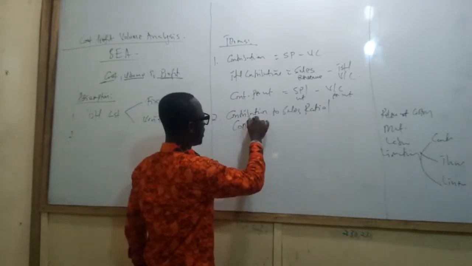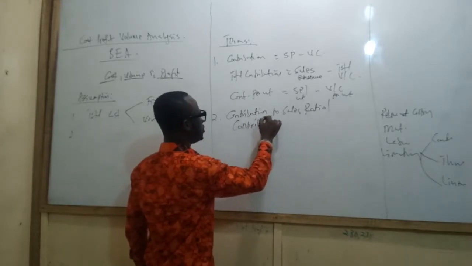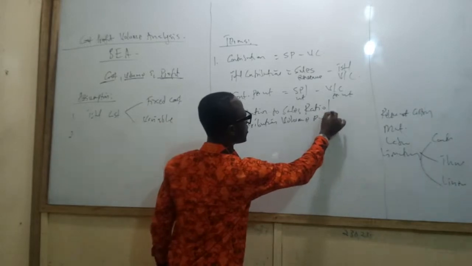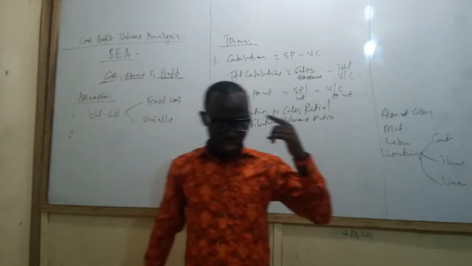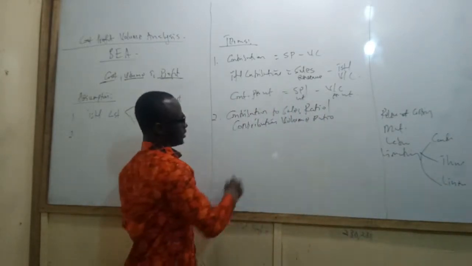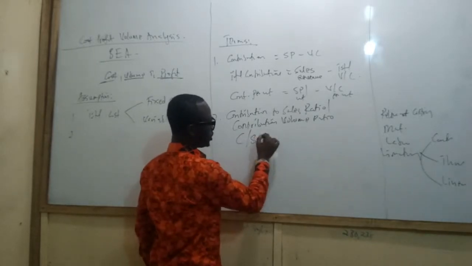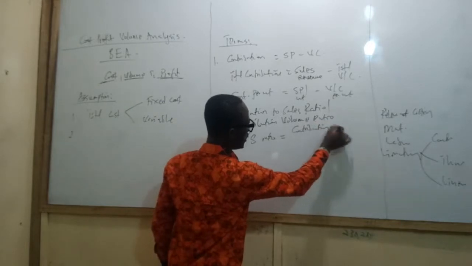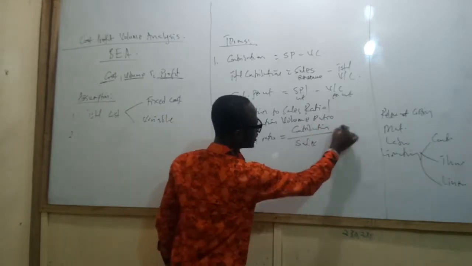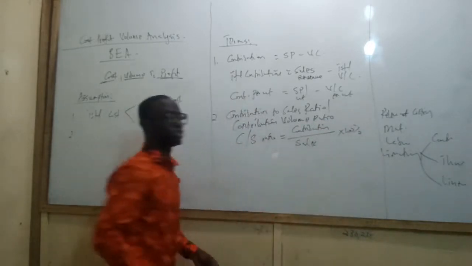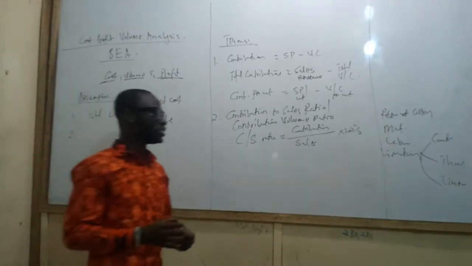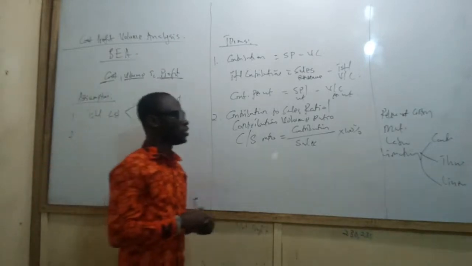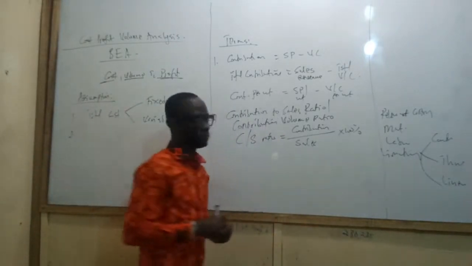So let me give you the other name as well. Contribution volume ratio is calculated as, so CS ratio is your contribution divided by sales times 100%. Contribution divided by sales. So it's the ratio of contribution to the sales of the organization.